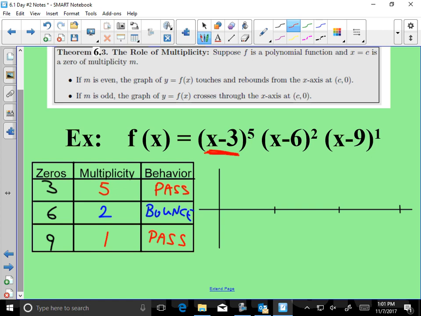All right, so zeros: 3, 6, and 9. Here's 3, here's 6, here's 9. Oh, how convenient. Before we sketch this graph, we know 3 points on this graph are here and here and here. What would the end behavior of this polynomial look like?